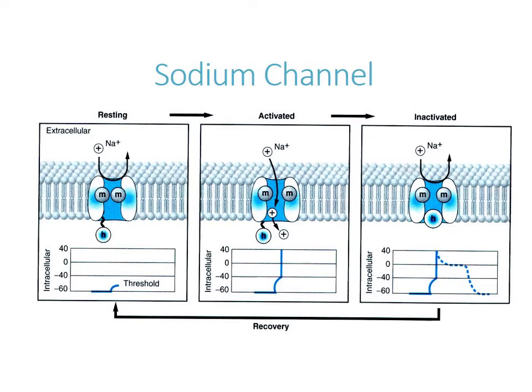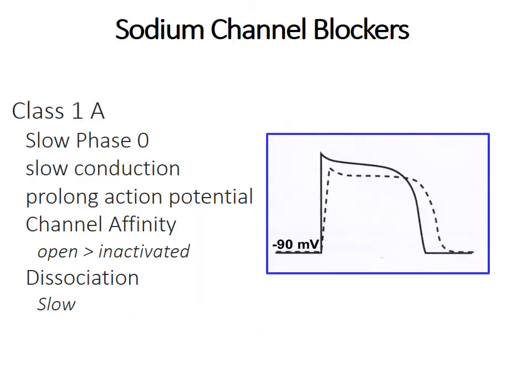And then you have this inactivated phase, where you see this other portion of the channel actually come in and close off further flux of sodium. So even though the channel has not reached back to that resting state, it's still able to block inward flux of sodium. So we'll see where our 3 different classes of sodium channel blockers are going to work a little bit differently on those channels.